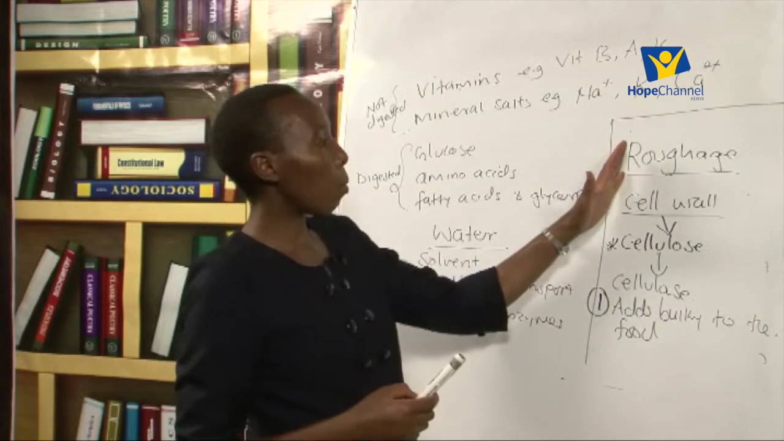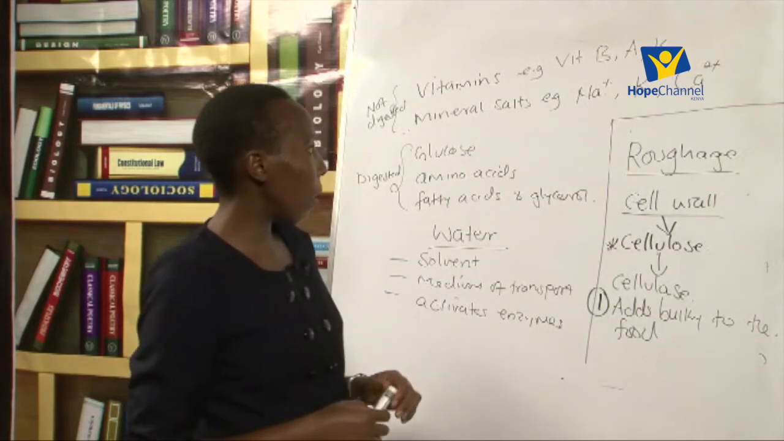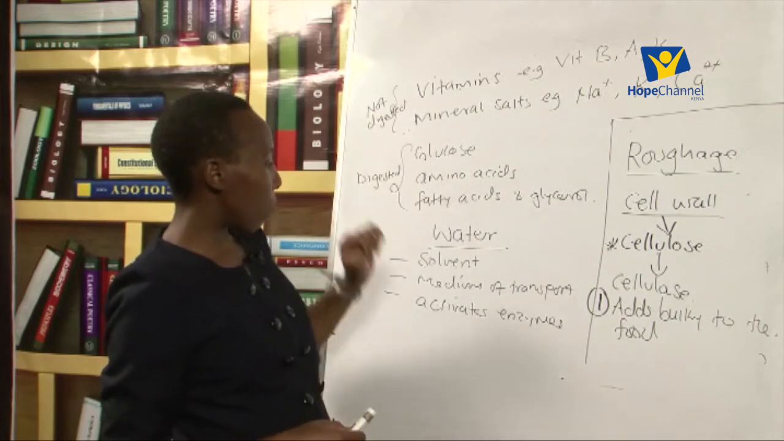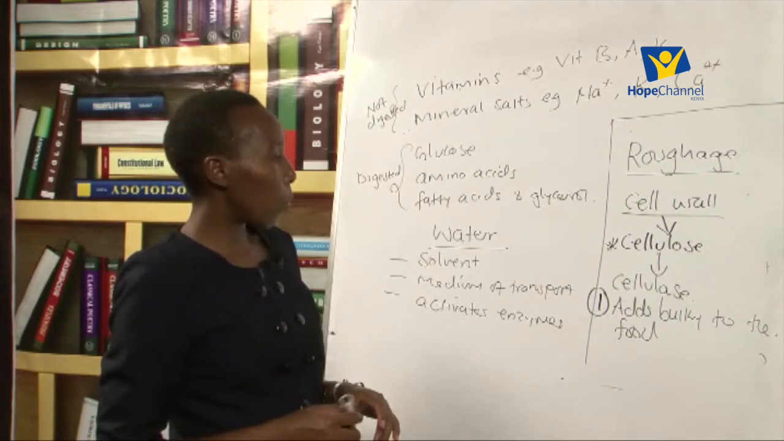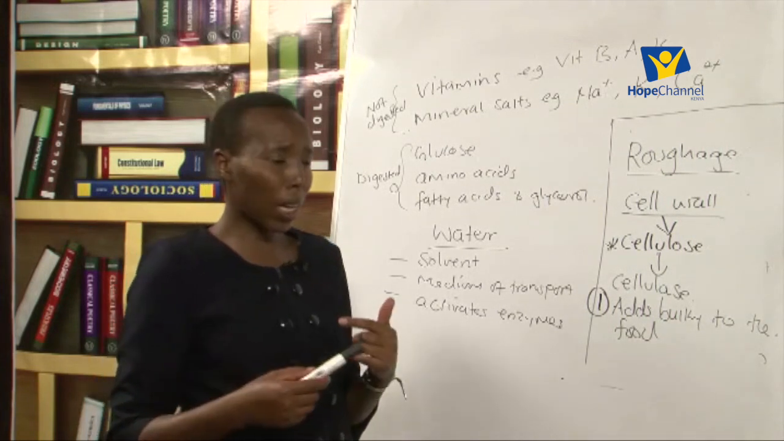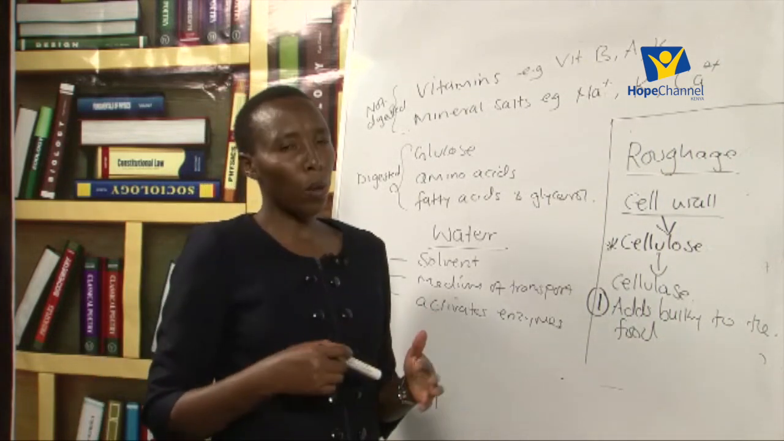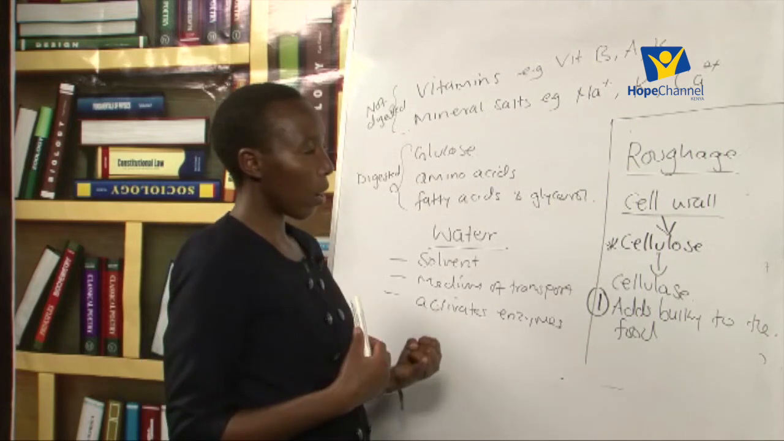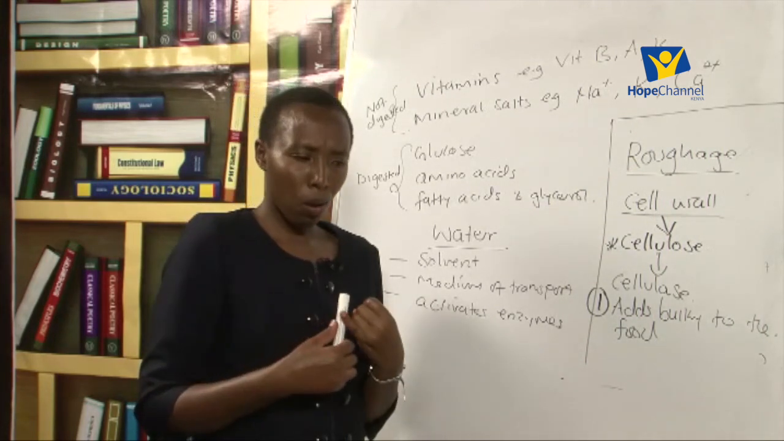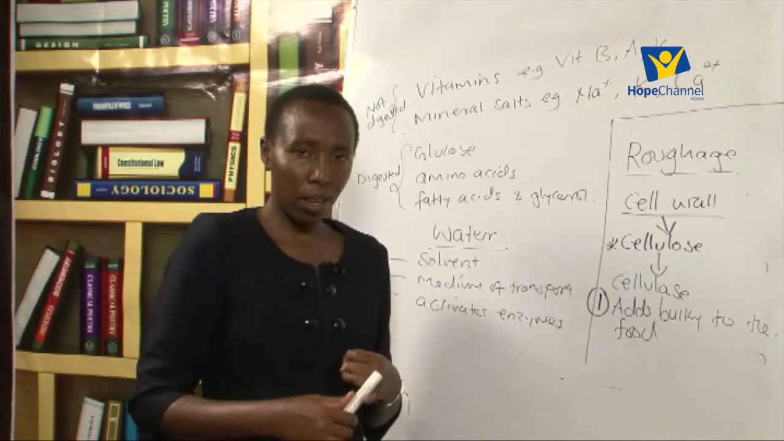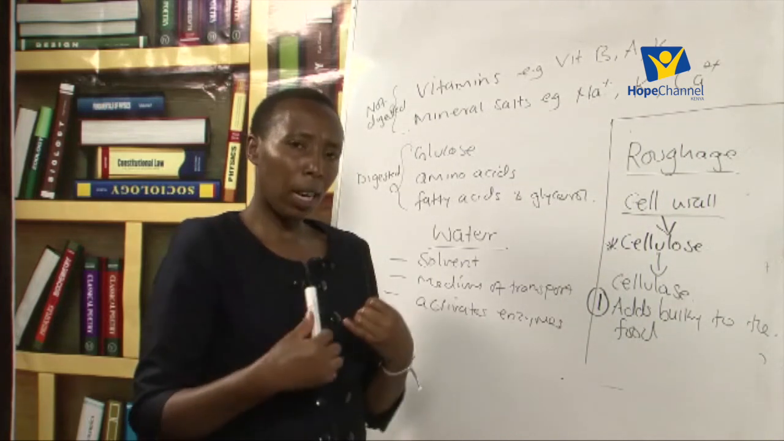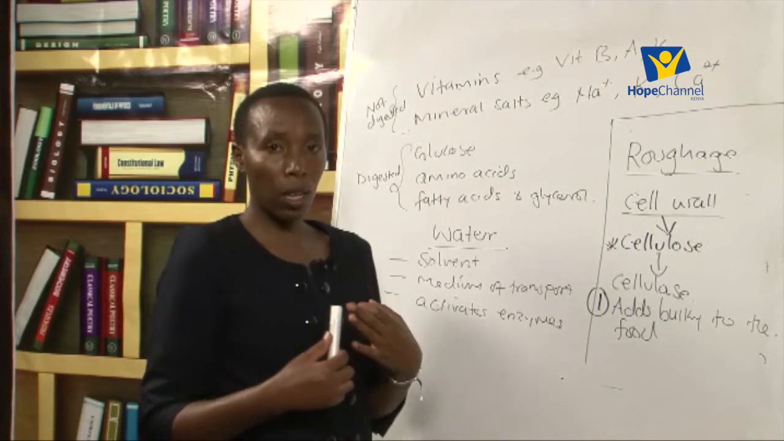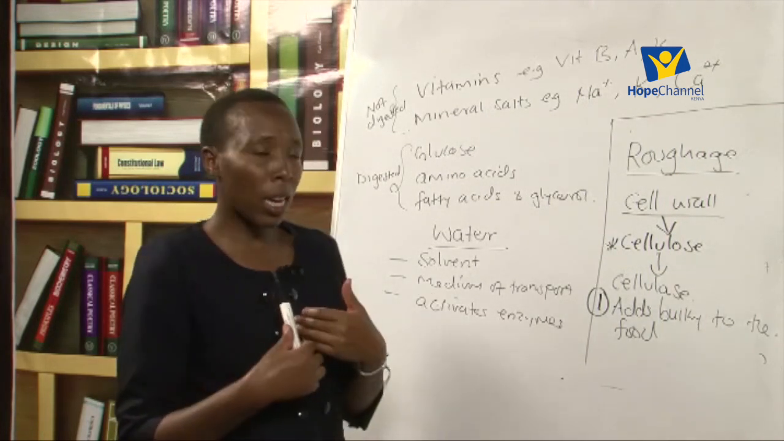So that's another component that we need in our diet, apart from the vitamins, the minerals, and the end products of digestion, together with water. If you are very keen to understand the whole process of digestion, number one, you must understand what is being digested. Do we only take food that is digested? No. We also take others that are not digested, but they are necessary in our diet.